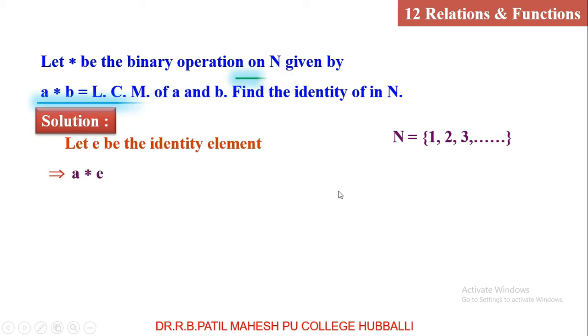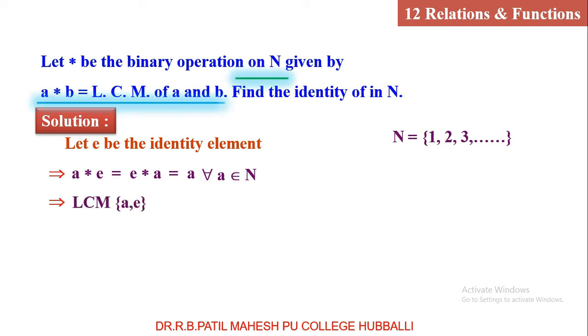Definition of identity element: A star E equal to E star A equal to A for every A belongs to N. Dear students, A star B is LCM of A and B. Then what will be A star E? Is it LCM of A and E? Yes. So I will write LCM of A comma E is equal to E star A, LCM of E and A is equal to A. Now any one I will take. LCM of A and E is equal to A.